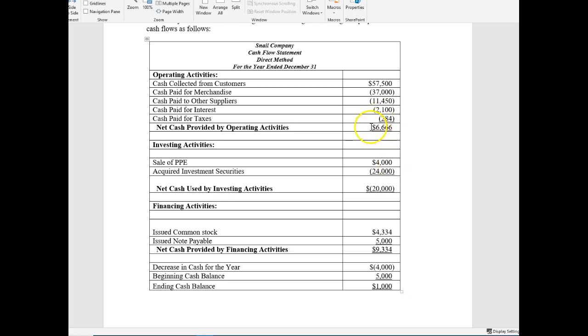computed by taking the net cash flows from operating, net cash flows from investing, and net cash flows from financing, and adding the 3 items together. Notice that we used quite a bit of cash from investing activities. We did bring in cash from operating activities, but we really needed those financing activities to pay for what we had invested in our investing activities. So overall, we have a $1,000 ending cash balance. So that's that problem.